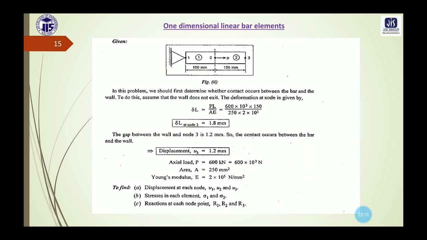And the axial load P is given 600 kilonewton, area is given 250 millimeter square, and Young's modulus is given 2 into 10 to the power 5 Newton per millimeter square. First we need to find the displacement at each node, that means U1, U2 and U3 we need to calculate. Then we need to calculate stresses in each element, that means sigma 1 and sigma 2. And lastly we need to calculate the reactions at each node point, that means R1, R2 and R3.